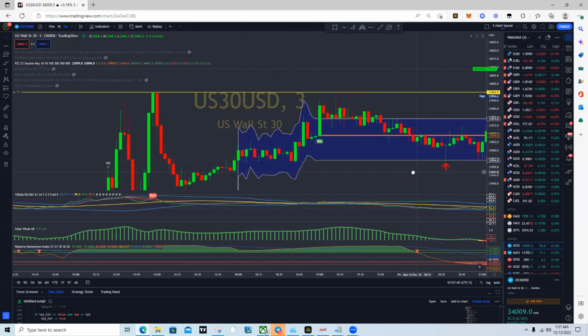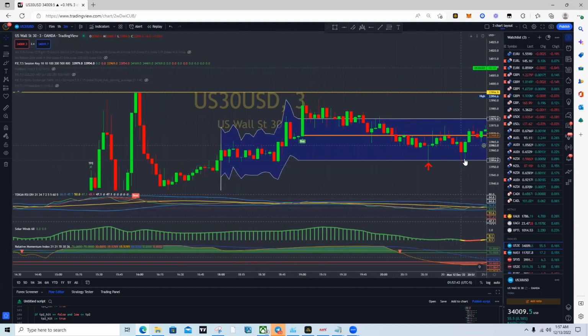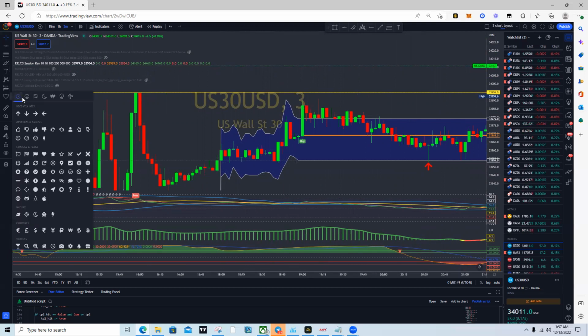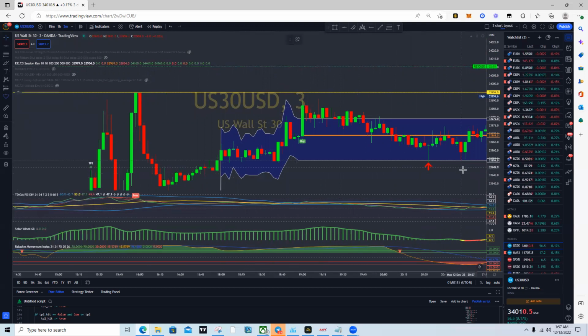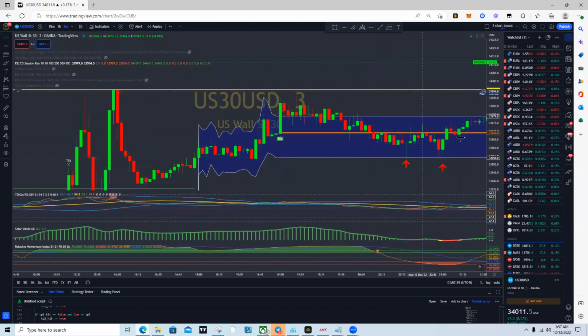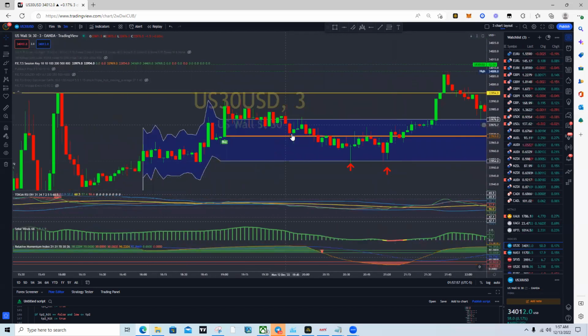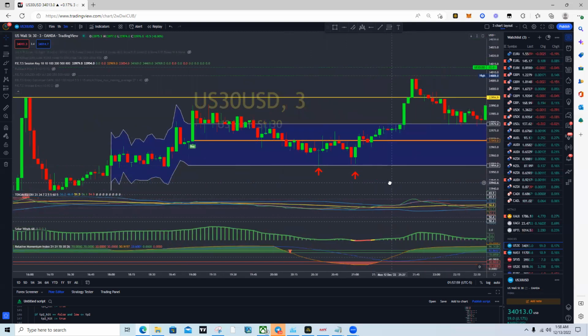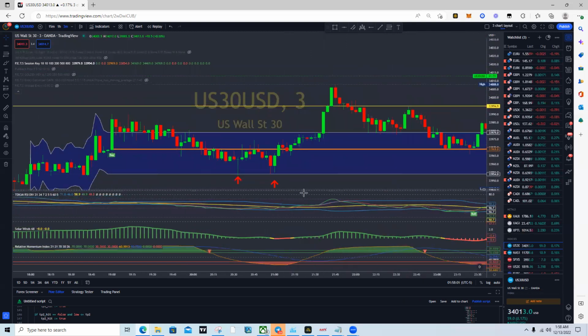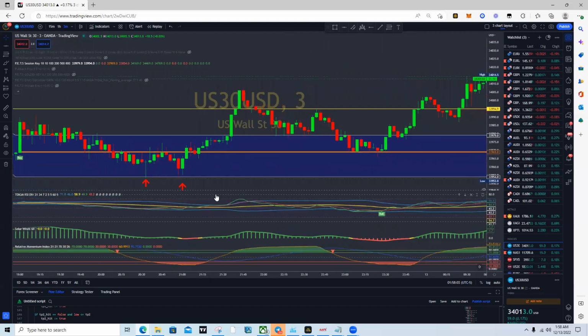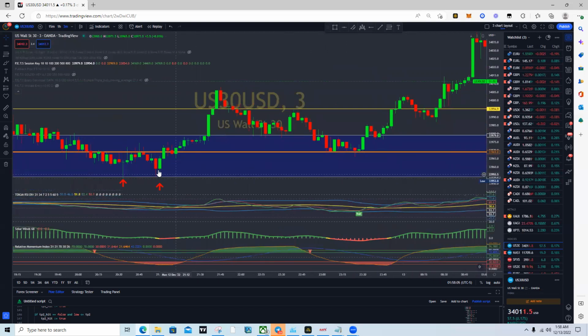Notice where it bounced at. Notice where it bounced at again. I mean, I can't make this up. This tool does this all of the time. Notice what happened after that. This is just the session key tool. Notice what happened after that. Breaks back out of the zone, retest the top of it.